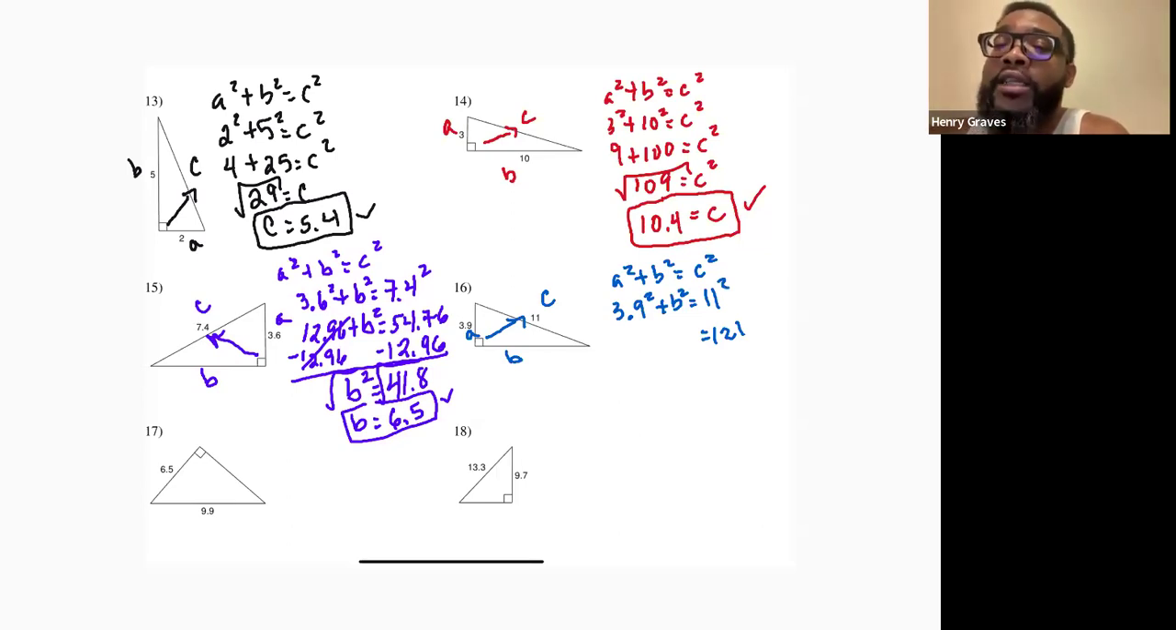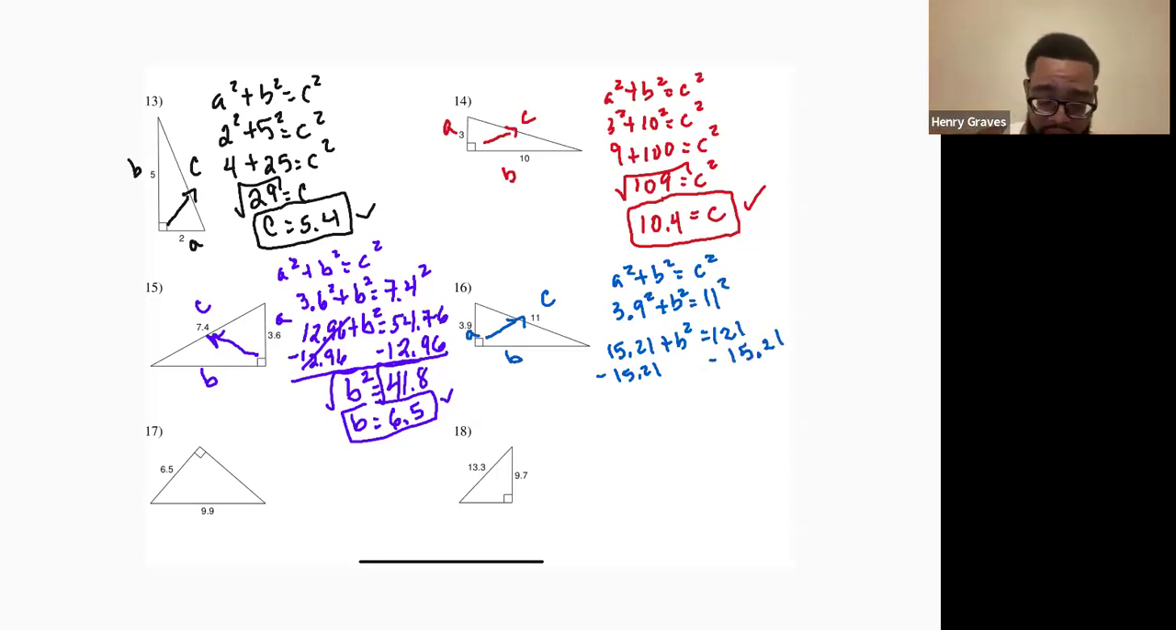And remember, just like I did on number 15, I'm going to subtract instead of adding this time. Remember, when I'm trying to find the C, I add, and I subtract when I'm trying to find B or A. So B squared is going to be 121 minus 15.21, which is 105.79. And of course, to find my final answer, I'm going to take the square root on both sides. So the square root of 105.79 is about 10.3.